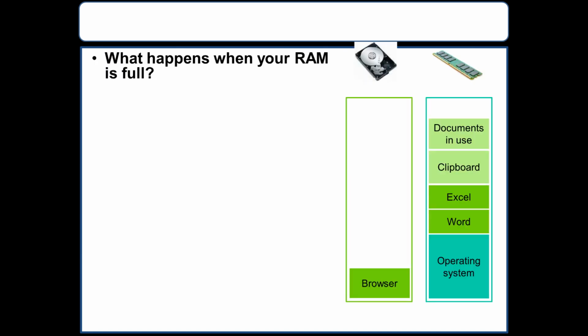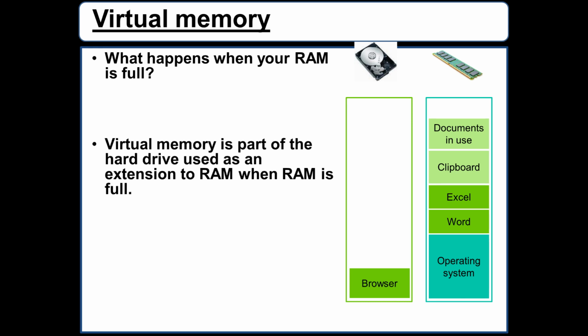Now, what happens when RAM is full? So imagine we're filling up our RAM with documents, Excel, Word, the operating system, a game, and so on. Once your RAM fills up, it starts using virtual memory. So virtual memory is part of the hard drive, and it is used as an extension to RAM, but only when RAM is full. The virtual memory is not used when the RAM is not full. So when the RAM is full, it starts using virtual memory, which can be found on the hard disk drive, which is that image right there at the top.